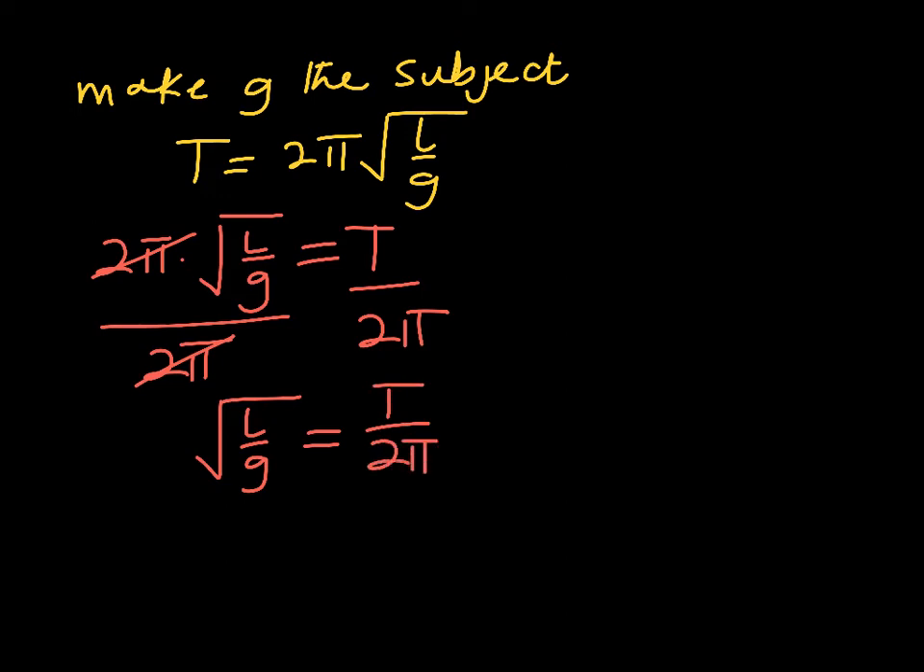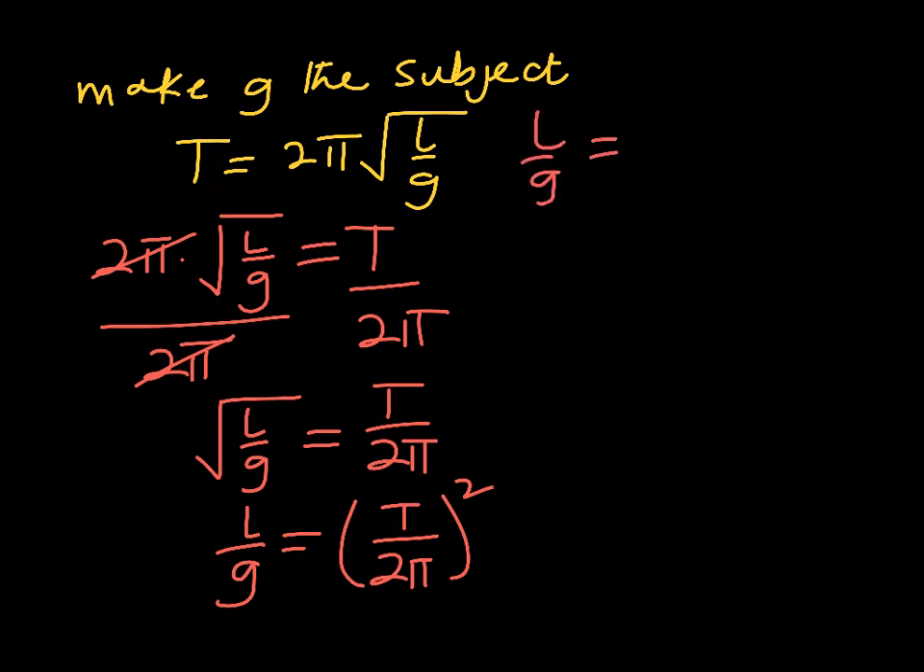So now what do we do to take care of the square root sign? We square. Good. So L over G will be equal to, because you square both sides, T over 2 pi all squared. Remember we want to make G the subject of the formula. This is rather interesting, isn't it? So first let's expand the bracket, so this is L over G is equal to T squared over 4 pi squared.